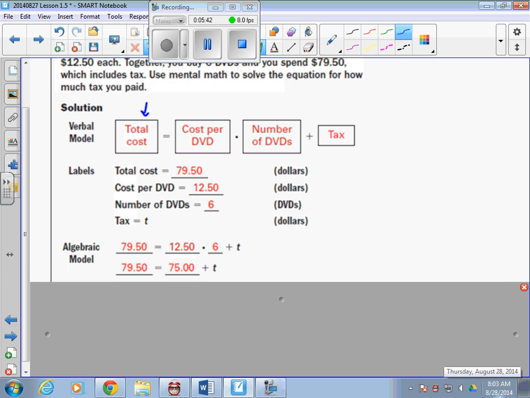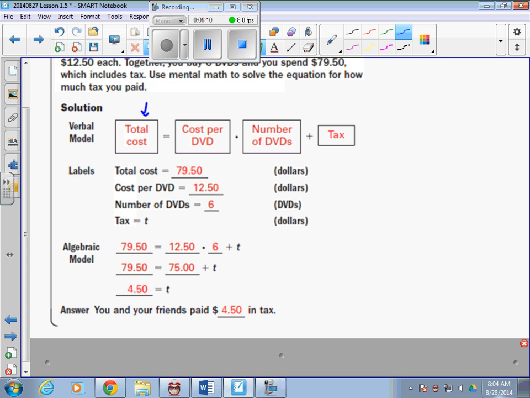You know that you multiply before you add T. So it says $79.50 equals, when you multiply $12.50 and 6 together, you get 75 bucks. So right here, at this point, we're going to learn inverse operations very soon. But at this point, you can just say to yourself, 75 plus what number is $79.50, and that'll get you to the right spot to figure out how much tax, or how much T is actually valued at, which is $4.50. You and your friends pay $4.50 in tax.